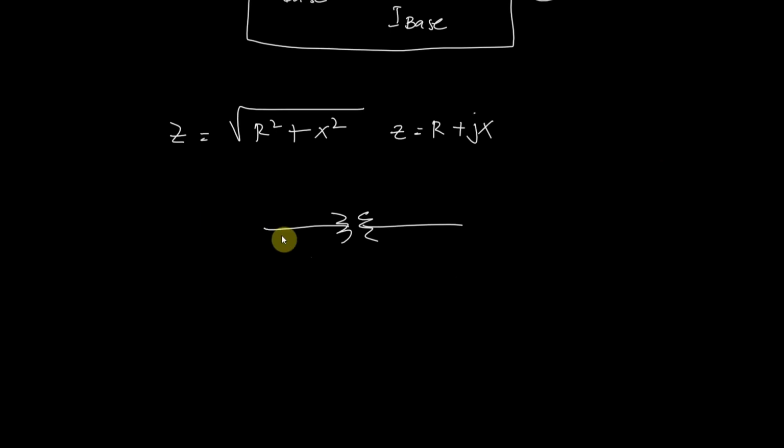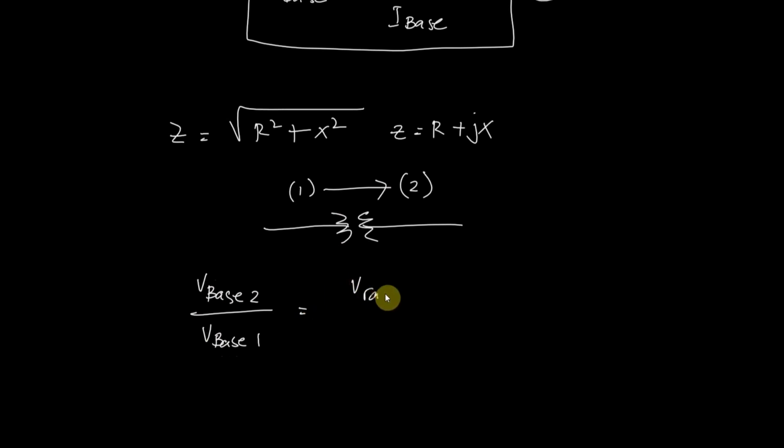Okay? So, for example, ito yung ating transformer na nakakonect sa network. Kapag mag-move tayo ng base from, let's say, from side 1 of the transformer to side 2 of the transformer. So, it doesn't matter kung alin dyan yung high side tsaka low side, basta side 1 tsaka side 2. At nag-move tayo in this direction. So, ang ating formula is V base 2 divided by V base 1 is equal to V rated 2 divided by V rated 1.